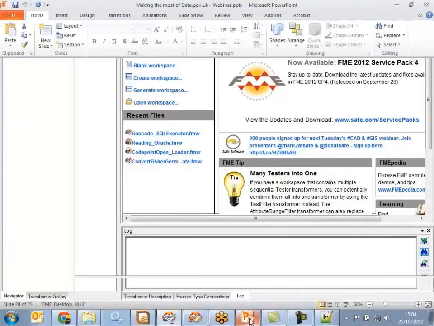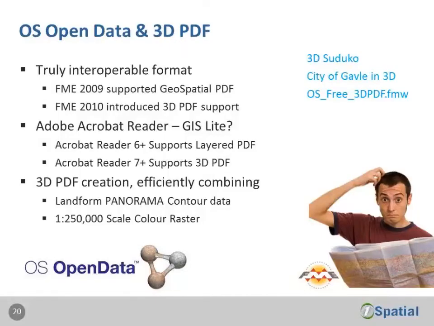Just to let you know that with Adobe, you have the ability to create layered PDFs with version 6 and above of Adobe Acrobat, and version 7 and above gives you 3D capabilities. FME gives you the ability to work with the geospatial PDF and also 3D PDF writers in the FME product. From FME 2009 is the important part.